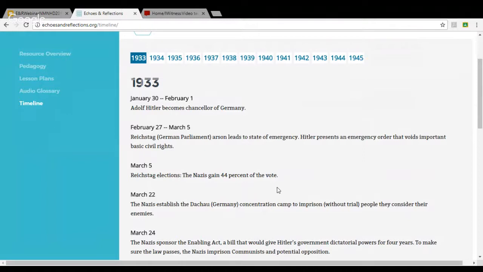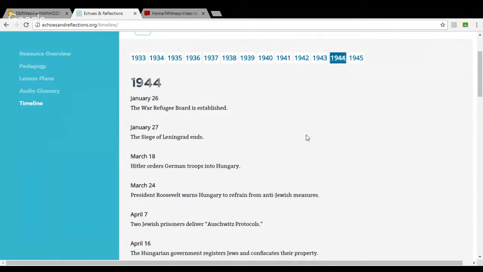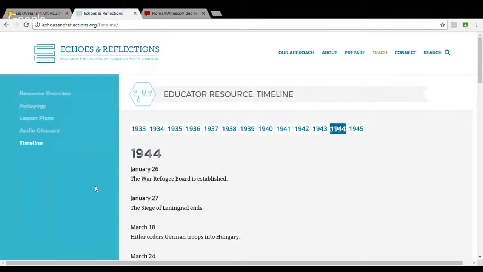And so if a student is examining an event, for example, that happened in 1944, they can go here and see, oh, while the War Refugee Board is being established at the end of January, what else is happening? Oh, the Siege of Leningrad is ending. And so that can help them additionally develop some context, or perhaps they find a primary source. They can correlate the date from that primary source to the timeline to get some help. So those are two very basic resources that students can utilize.